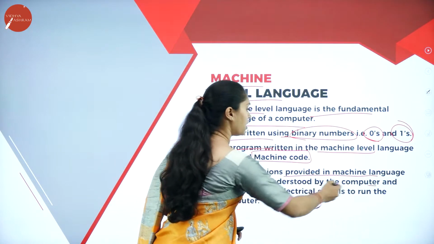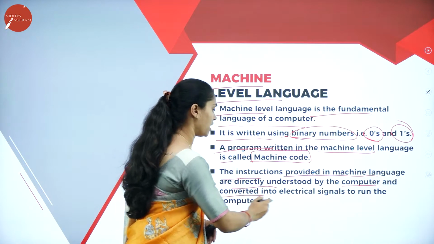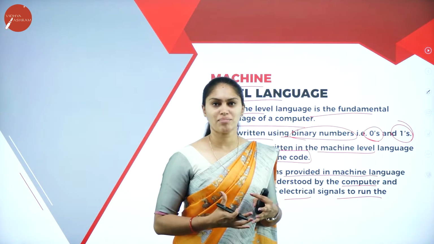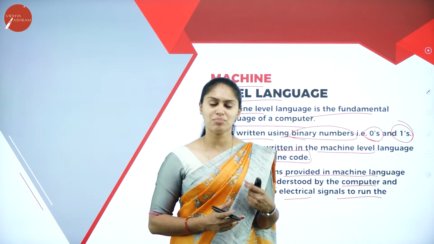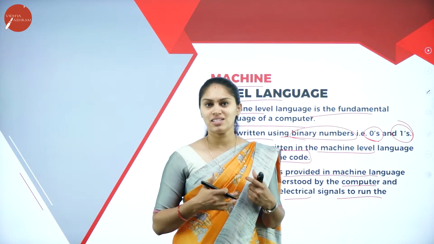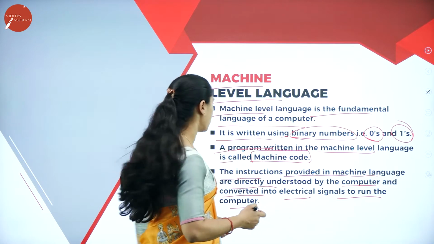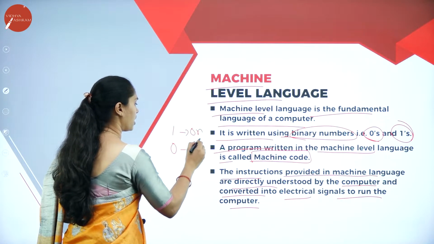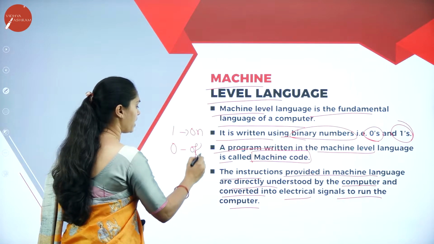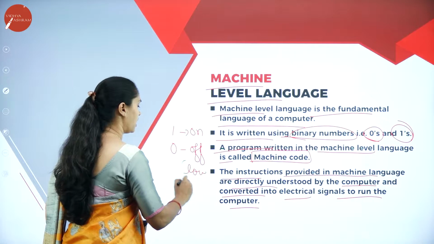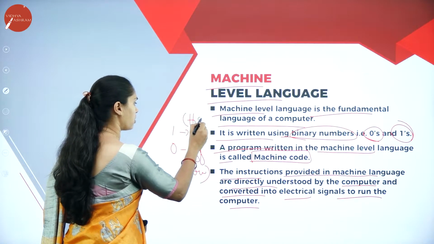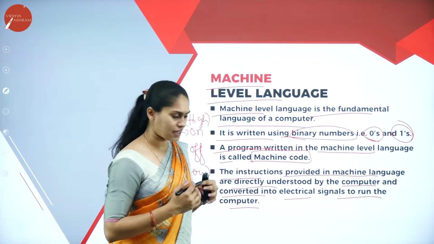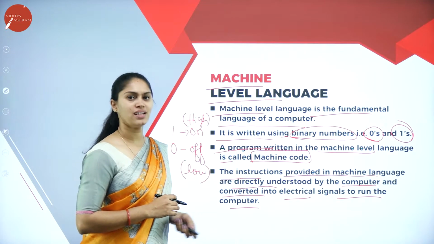So this will be understood by the computer and converted into electrical signals in order to run the computer. If I am writing a program by making use of zeros and ones, then that can be directly understood by the computer and it will generate an electric signal. If it is 1, that will be termed as on or high. If it is 0, that will be termed as off or low. By making use of all those electrical pulses, it will perform the intended task.